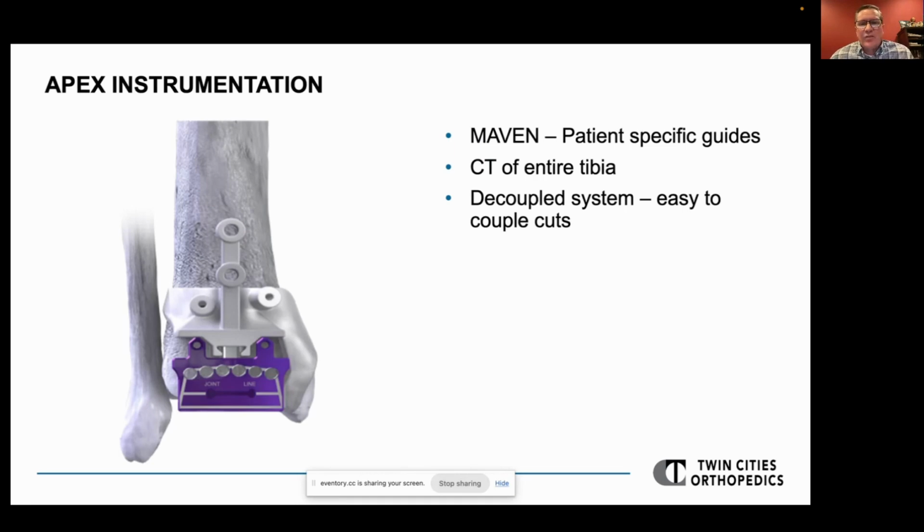I'll talk a little bit about what I think the advantage is. This system uses a CT scan of the entire tibia, which is, I think, valuable. There can be deformity, obviously, at the mid portion of the tibia, rather than just a CT scan of the ankle and the knee and then stitching them together and hoping that everything in between is normal. It is a decoupled system, so there's a tibial guide and a talar guide. So certainly if you're someone who likes to decouple the cuts, it works well that way, but also easy to convert it to a coupled cut system.